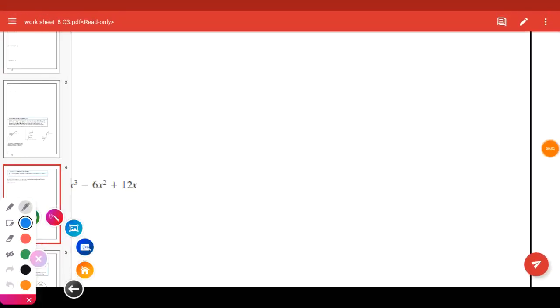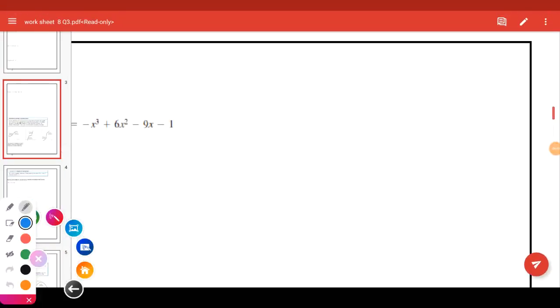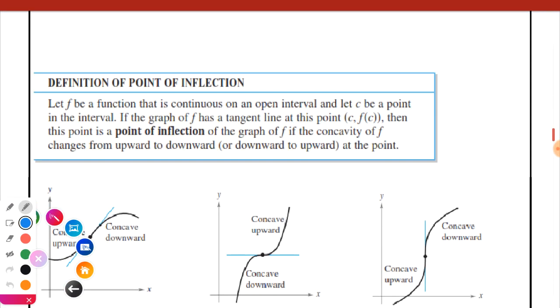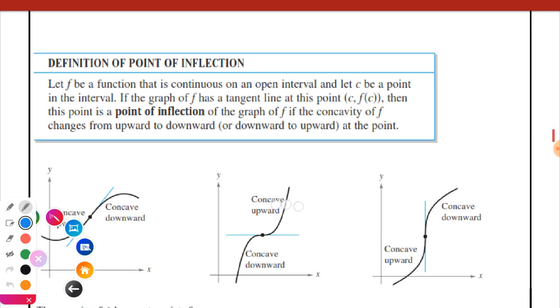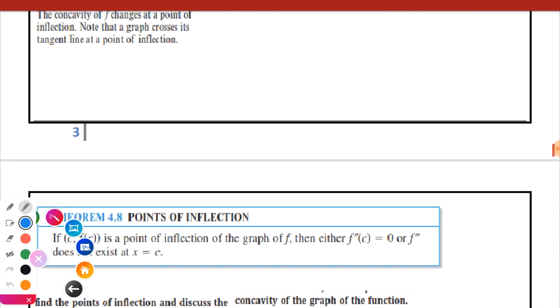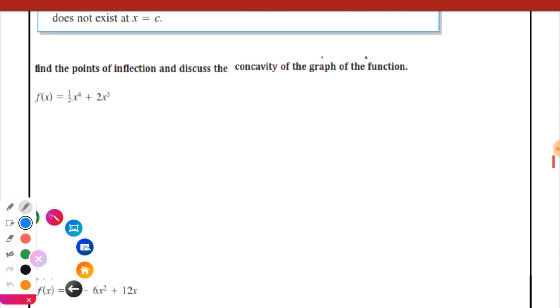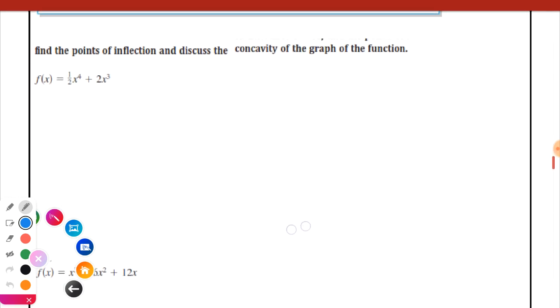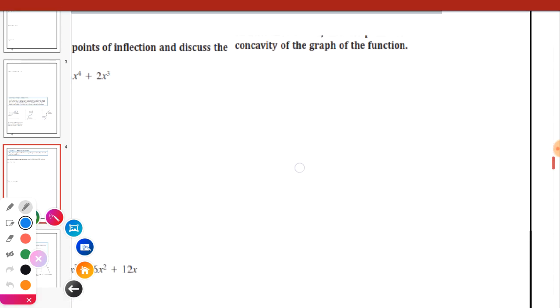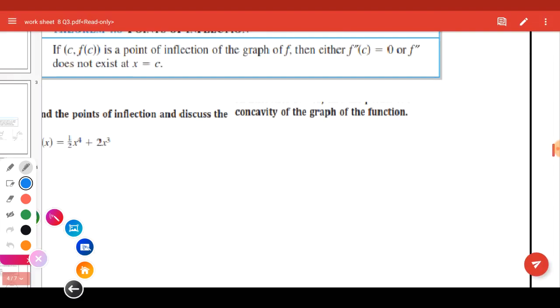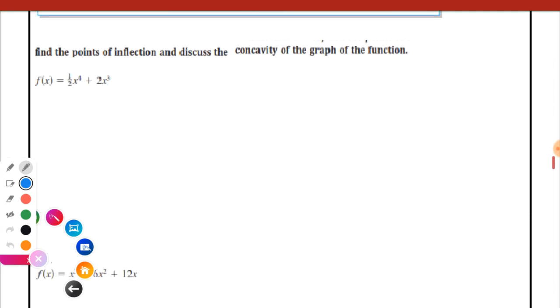Hello guys, let's continue the solution of the worksheet which is talking about the concavity and the inflection point. Here in part 2, I solved exercise number 1 in page 4. Now I'd like to remind you what is the meaning of inflection point.